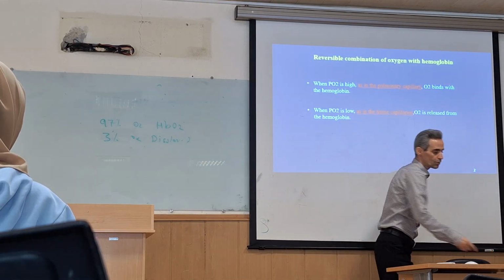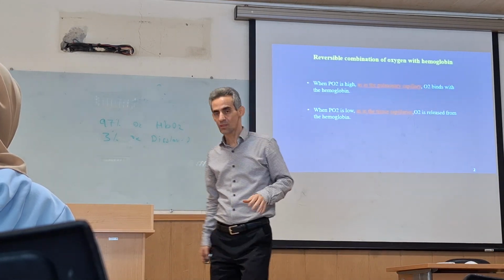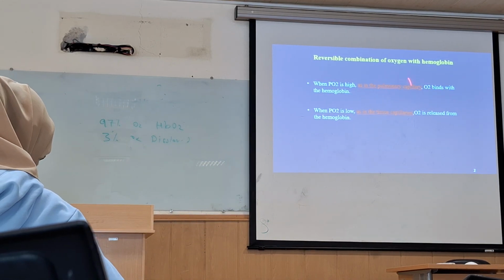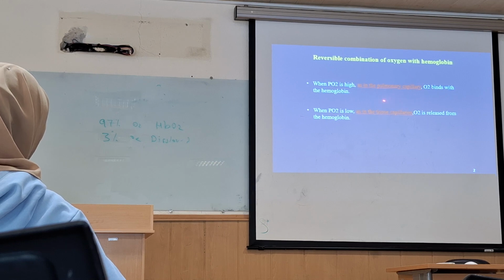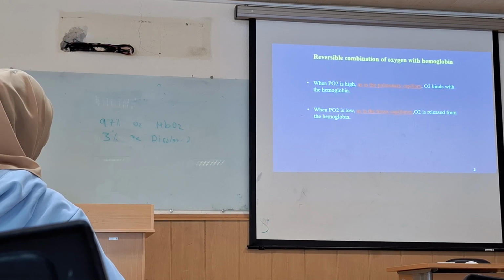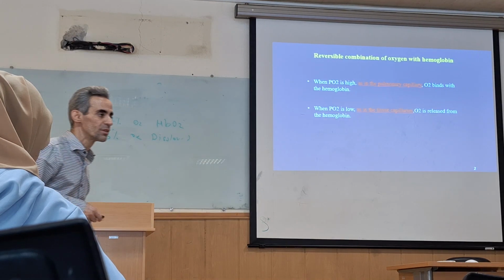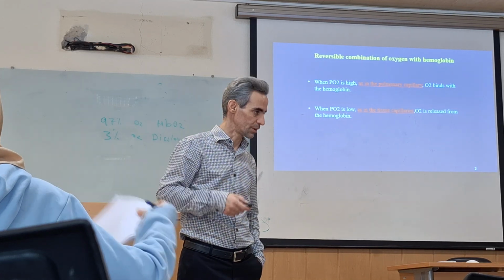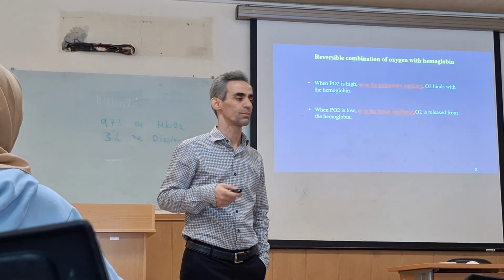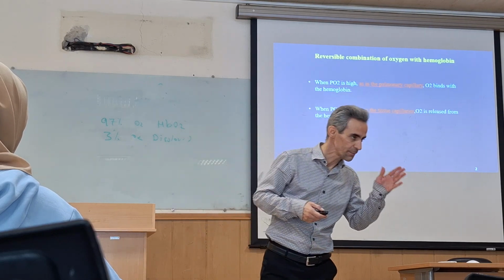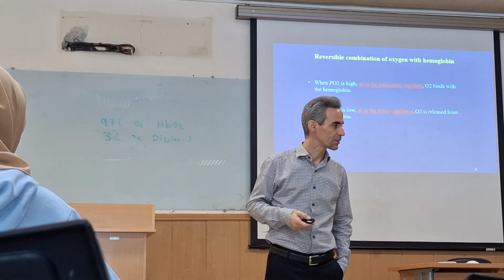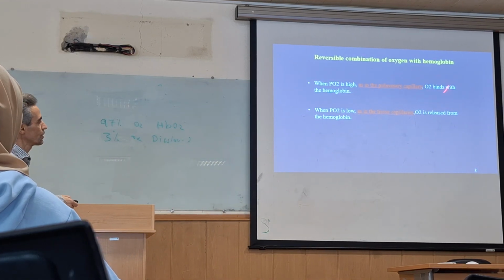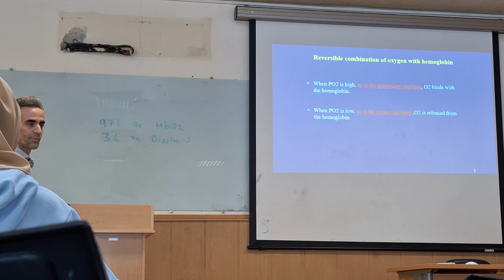So, you know that at the level of the lung, inside of the pulmonary capillary, the oxygen pressure is very high, about 104 millimeters of mercury. In the pulmonary capillary, the oxygen pressure increases from 40 to 104 millimeters of mercury. In this site, we have combination of the oxygen and hemoglobin.